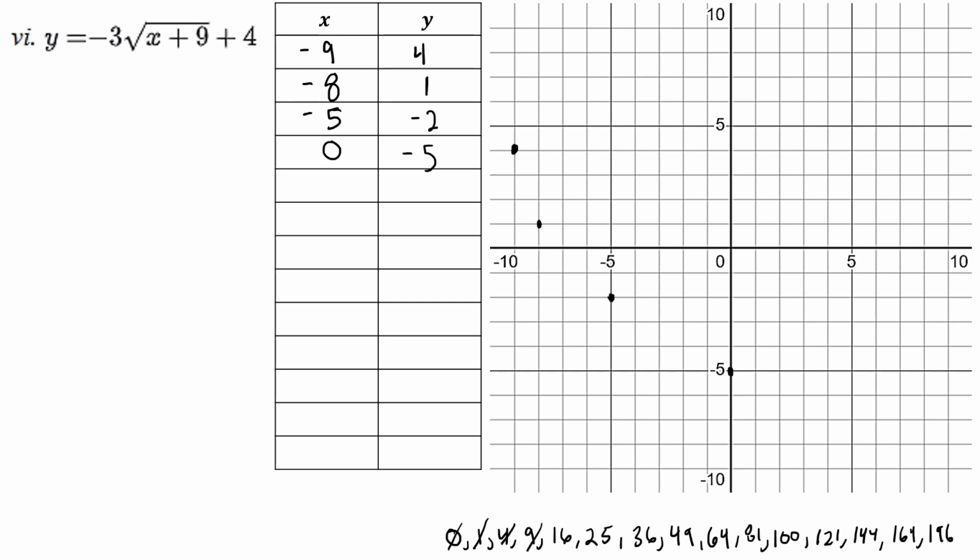Now 16, what plus 9 is 16? Well, it's 7. So the square root of 16 is 4. Negative 3 times 4 is negative 12. Negative 12 plus 4 is negative 8. So 7 gives me negative 8. And it's clearly 25 will be too big, but I could keep putting values in. I'm going to connect these dots.